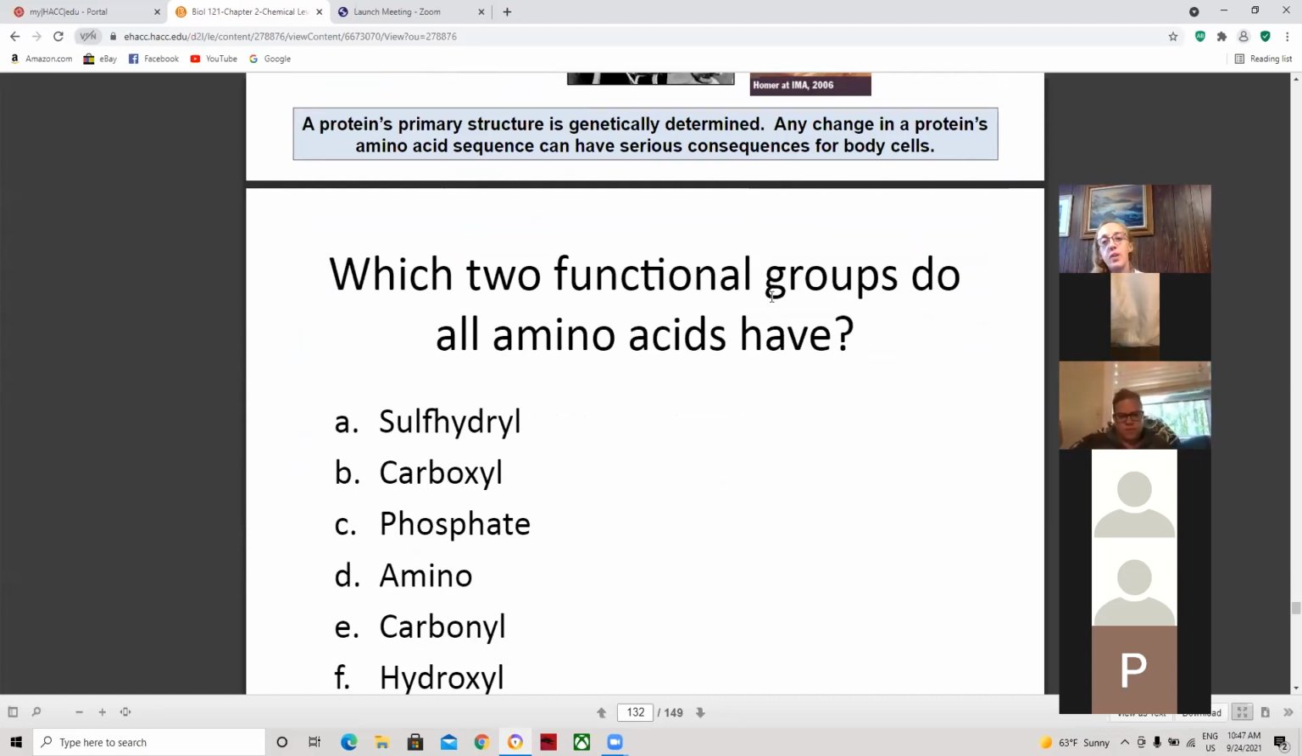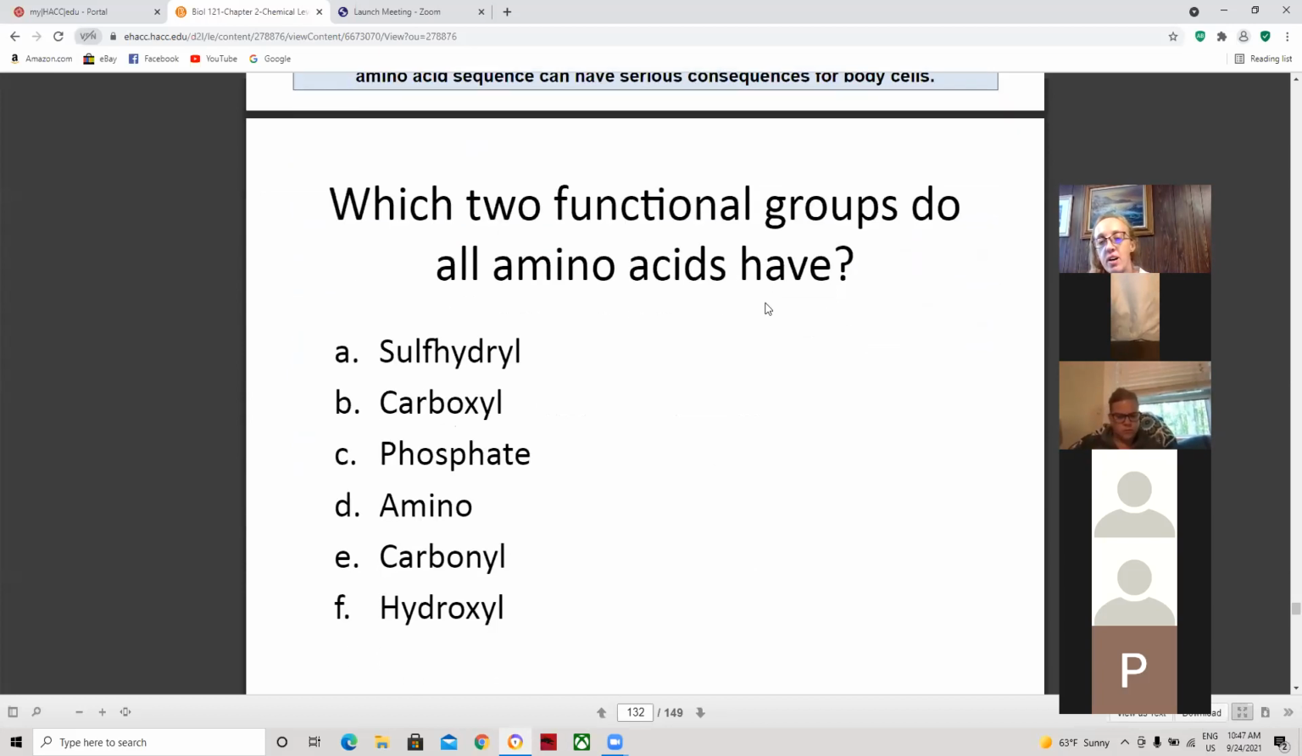Which two functional groups do all amino acids have? Can you take a guess? Look at the name alone and take a guess. C and E? F. C and F? No, B. B is in Bravo? Yes, you're right. B is in Bravo. And what else? F as in fox. You're close, you're very close.